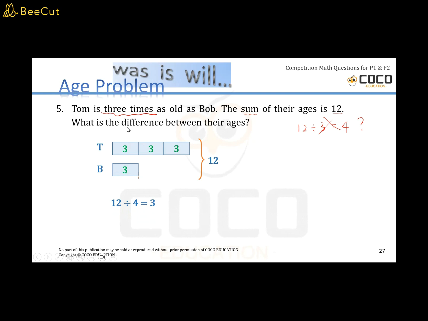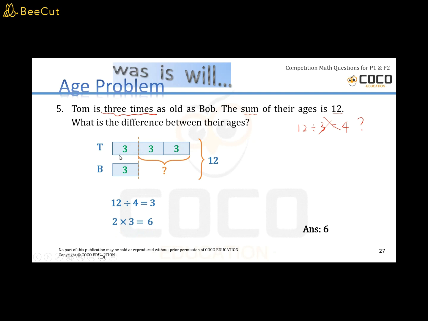The question asks you what's the difference between their ages. From the model, it's very easy to find the difference, which include 2 same boxes, which is 2 times 3 equals 6. So the difference is 6.